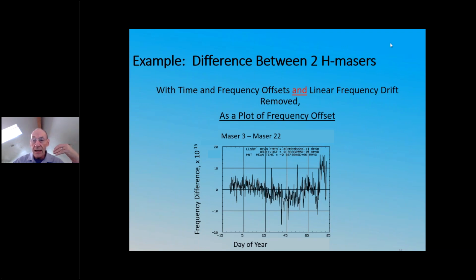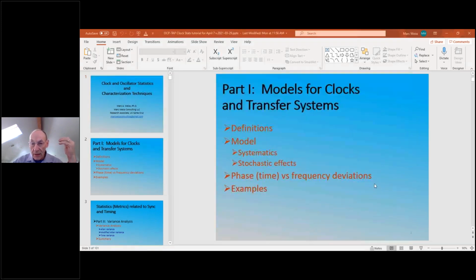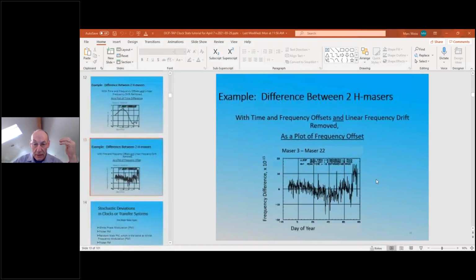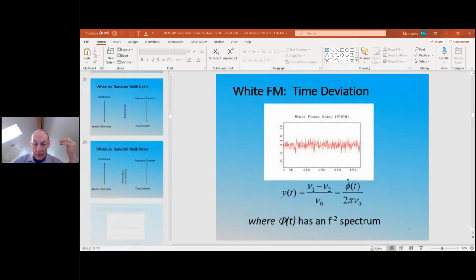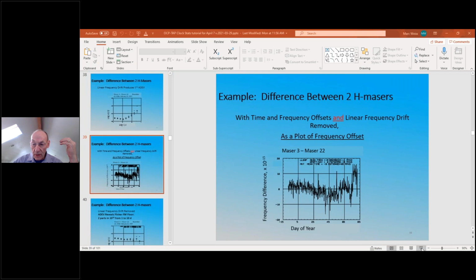Here, just again to see how the Allan variance, oh dear. How do I get down here to where I was? Okay, here's where I was.